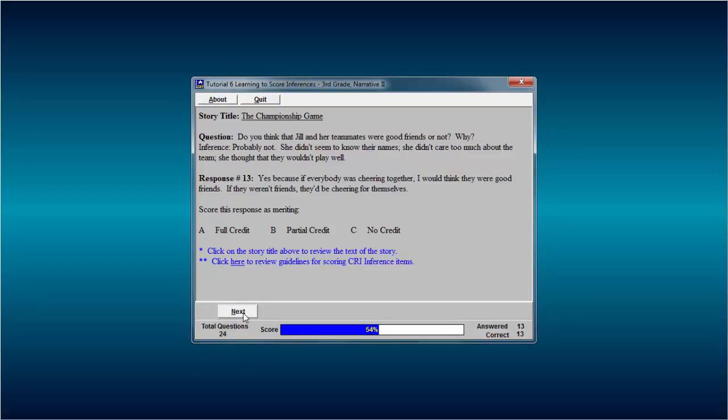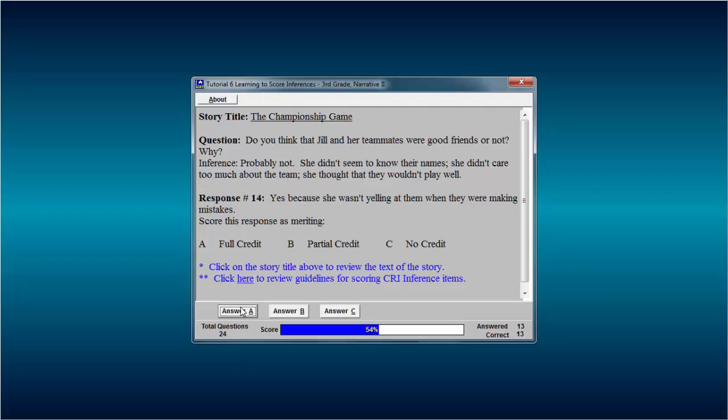Now say, for instance, you had selected partial credit. When you get there, it will tell you why you're wrong. So that's the form of the tutorial that we're looking at. Learning why something is right or something is partial or something is no credit. 14 says, "Yes, because she wasn't yelling at them when they were making mistakes." Now, they were making mistakes, but this response has nothing to do with the question. Were they good friends? So this, again, is no credit. That takes us next to 15.